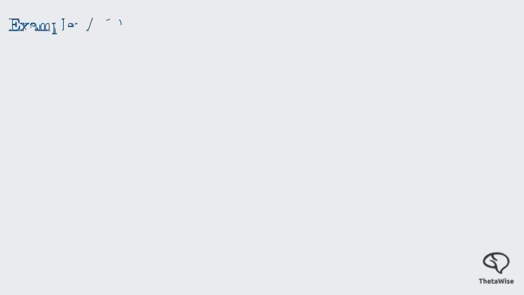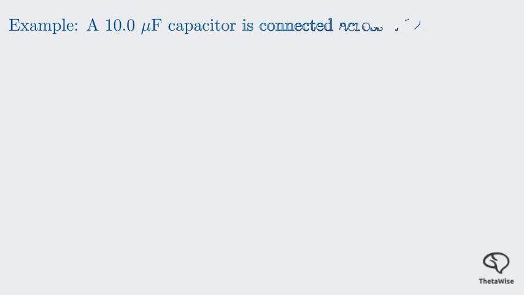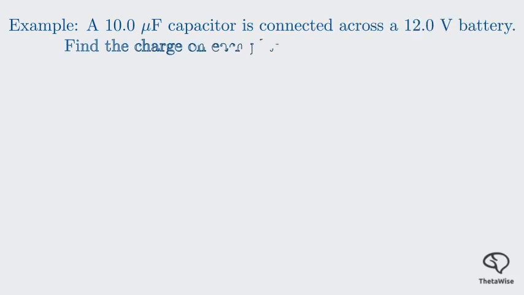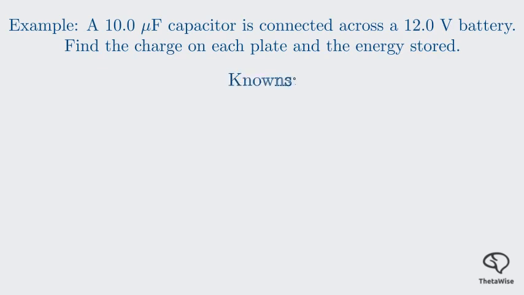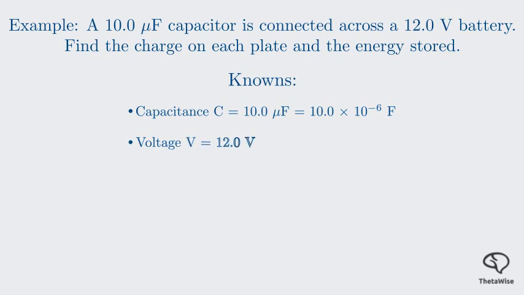Imagine we have a capacitor with a capacitance of 10 microfarads. This capacitor is connected across a 12-volt battery. We want to find two things. First, the charge on each plate, and second, the energy stored in the capacitor. First, let's list what we know. We know the capacitance C is 10 microfarads, which is 10 times 10 to the negative 6th farads. And we know the voltage V is 12 volts.